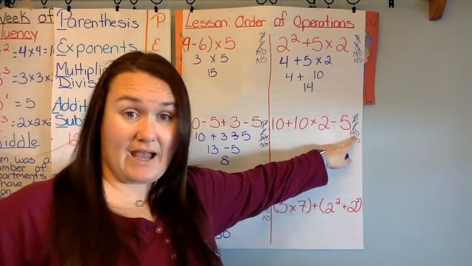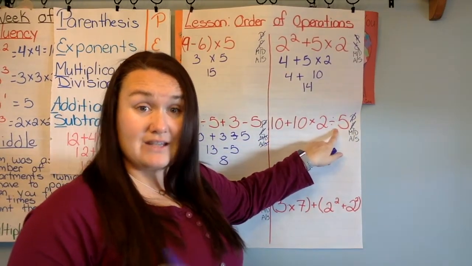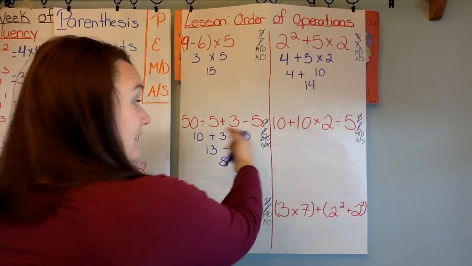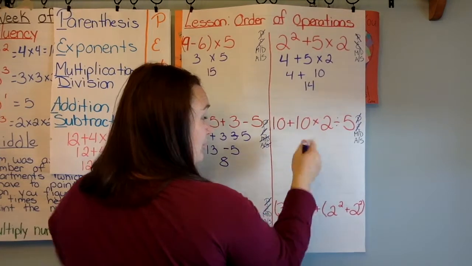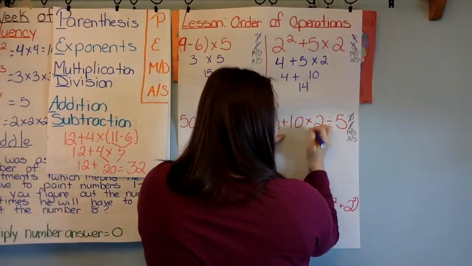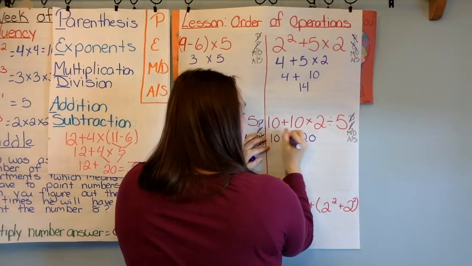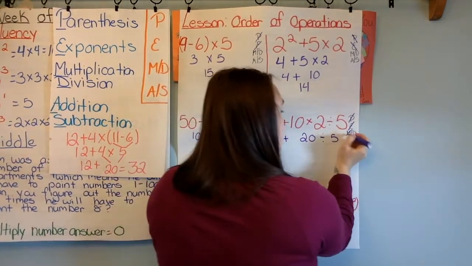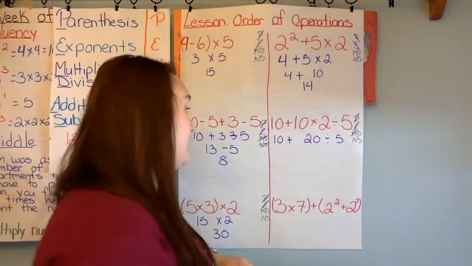Multiplication, division, do we have some? Yes, we have a multiplication here and division here. So let's see, what do we do first? Going from left to right, what comes first? The multiplication. So that is what we are solving. So 10 times 2 is 20. We're going to bring down what we have not used. Okay, so we've done the multiplication. Division comes next. So we're going to divide.